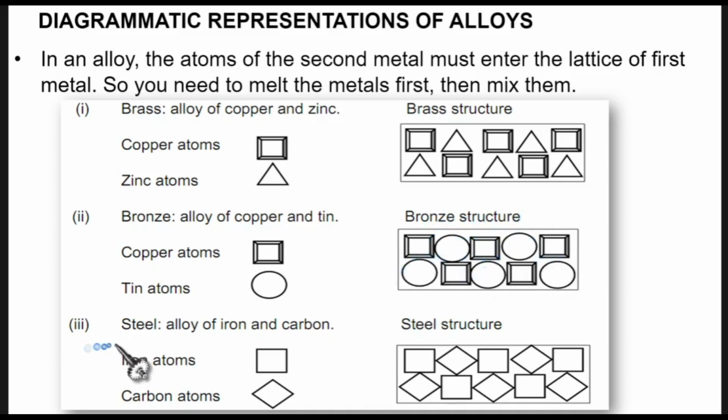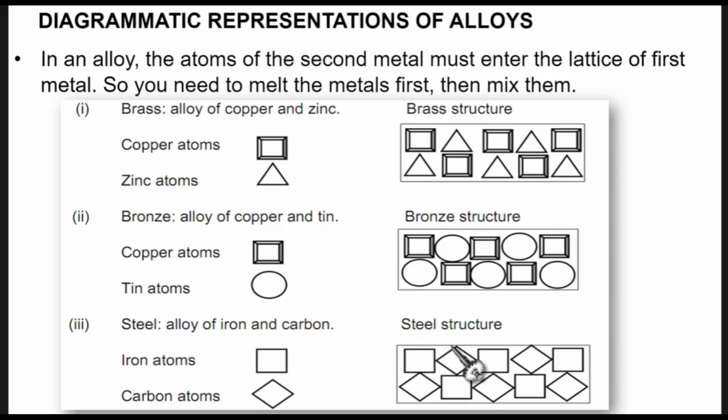Again, if you have steel alloy, which is an alloy of iron and carbon, and these iron atoms are represented by this shape and carbon atoms by this shape, then they are also going to alternate in the steel structure like this. This is how you draw a diagrammatic representation of alloys.